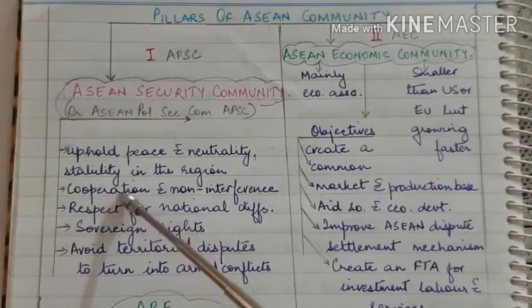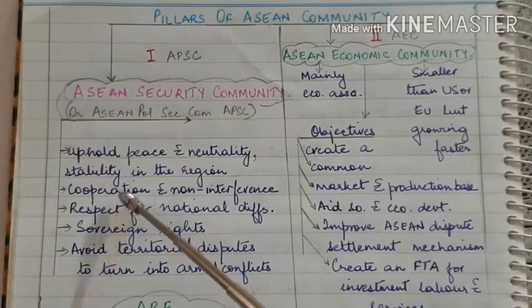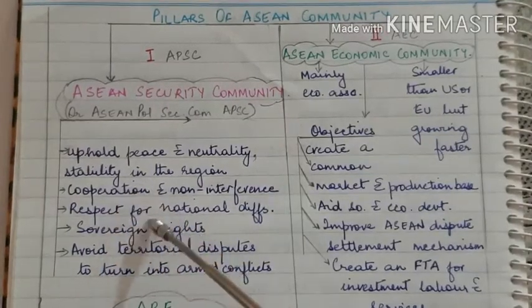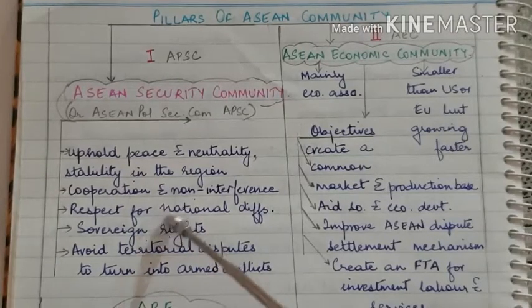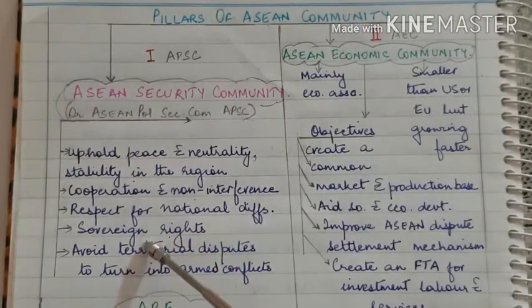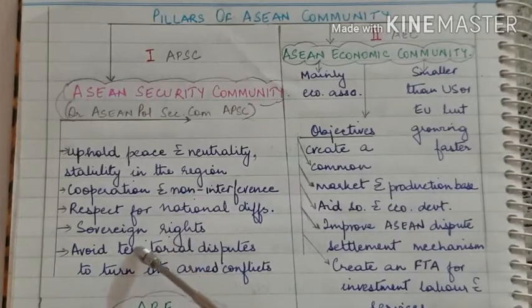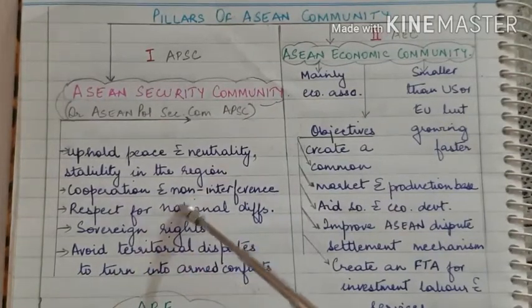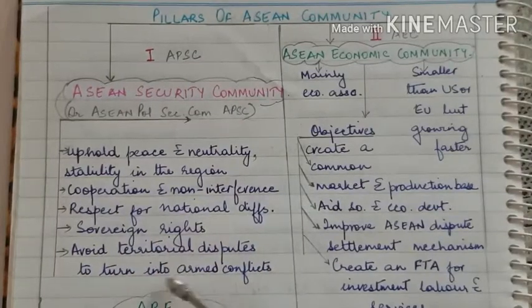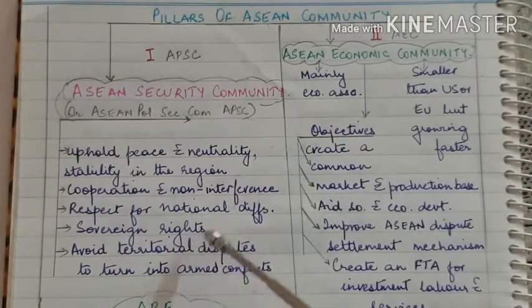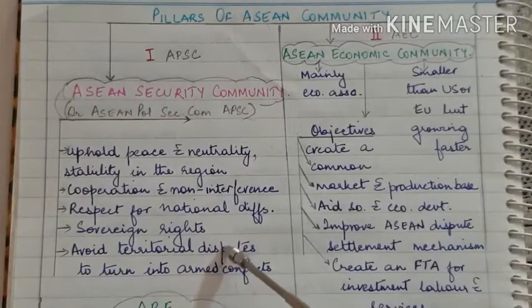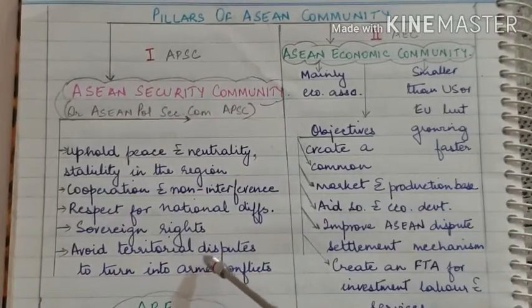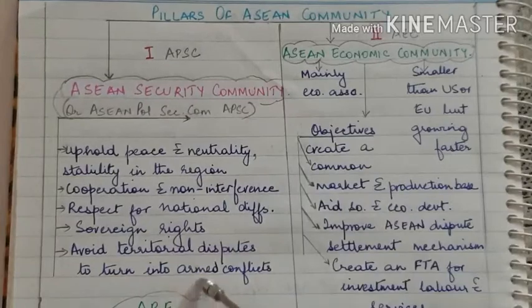They also promised cooperation and non-interference in the sovereignty of the country. Respect for national differences. Not all countries are the same. There are some differences in every country and so they will respect those differences. Sovereign rights, that is the territorial rights of the countries, they will not interfere in it. Avoid territorial disputes turning into armed conflicts. This is very important, that they wanted to avoid any kind of territorial disputes amongst each other, and even if there were disputes, they wanted to solve them by dialogue and not turn them into armed conflicts.